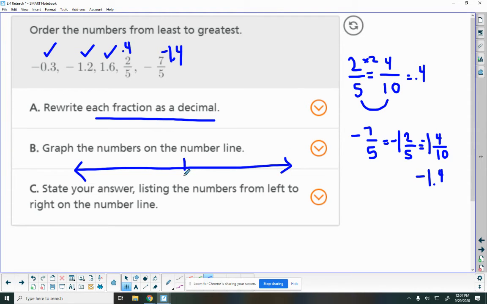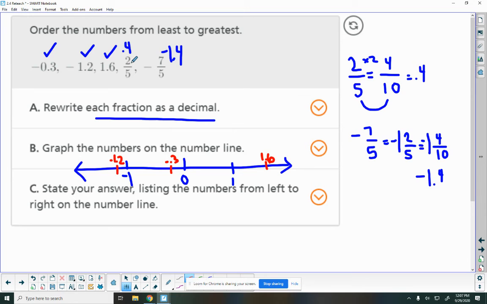So now we want to think about those on a number line. On our number line, we've got 0, we've got 1 here, and -1 here. So go ahead and draw this number line with me. Let's see if we can place where we think these will go. So -0.3 is going to go to the left 1, 2, 3 places. Then we have negative 1.2 over 1 whole unit and 2/10 more. And 1.6 is over to the right, 1 whole unit, and 1, 2, 3, 4, 5, 6 more places.